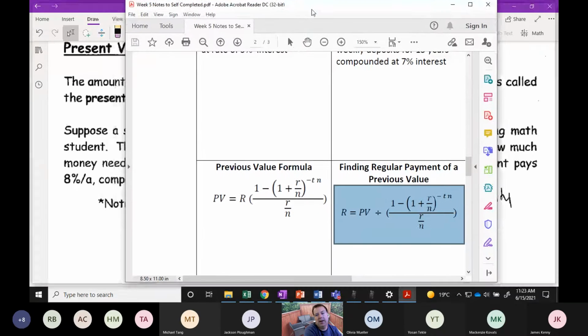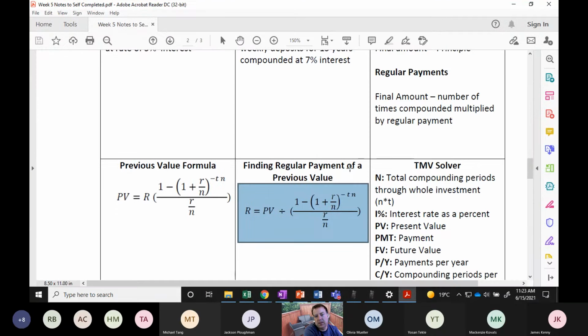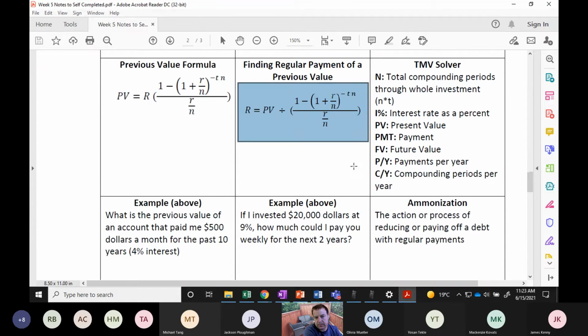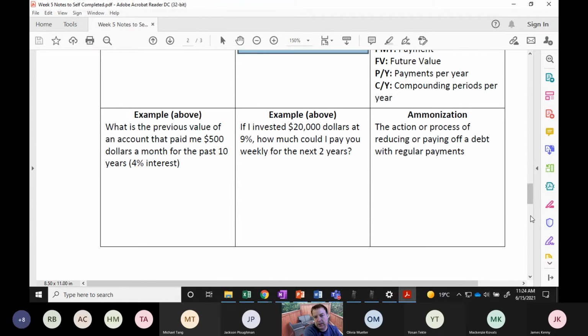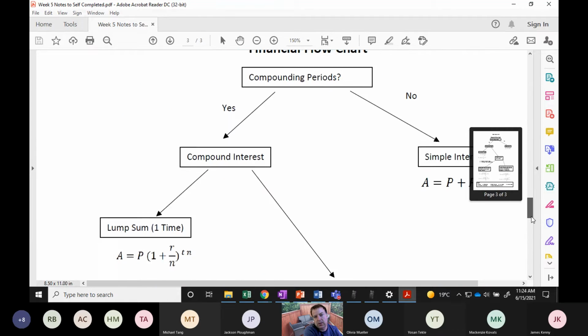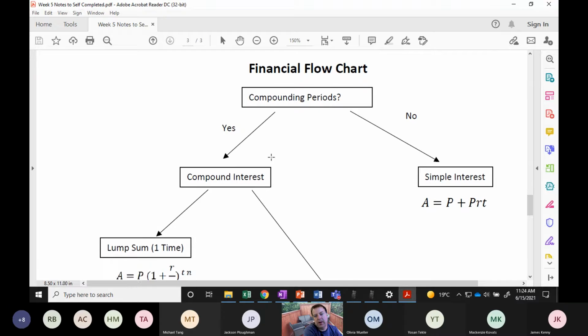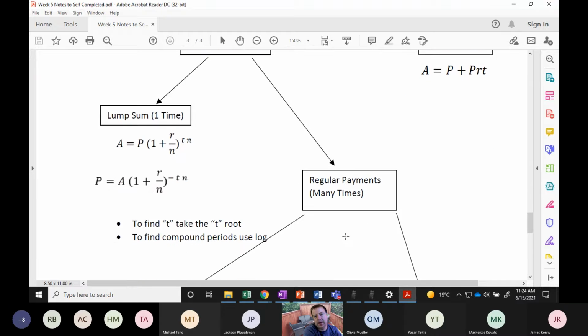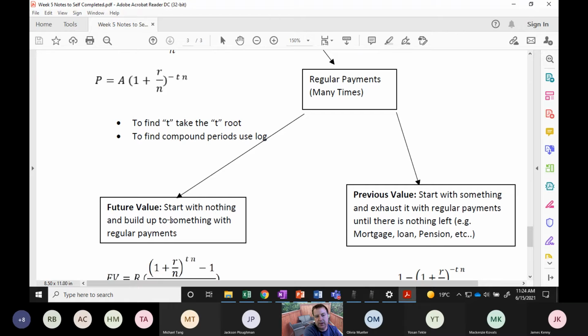So if you look in my flow chart, we talked about how we did compound or no compound. Then we have a regular payment this time. This morning we started with nothing. We built it up with regular payments. This one we start with something and exhaust it with regular payments. A loan, a pension, a mortgage, or something along those lines.